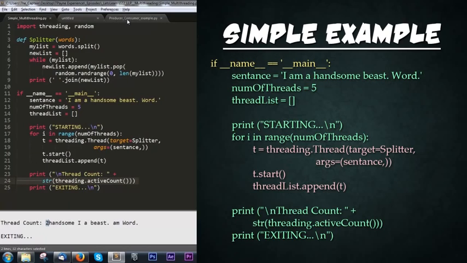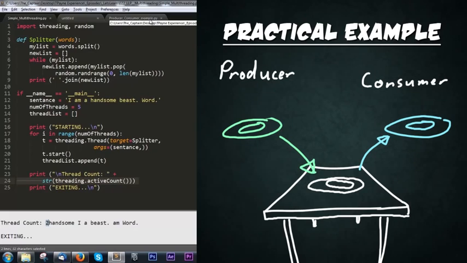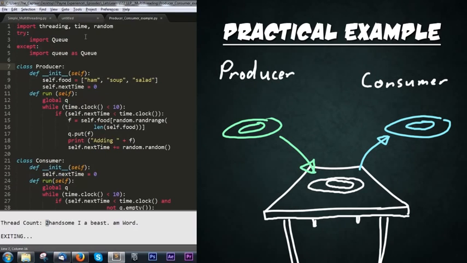Now I have this other file created, and it's called producer_consumer_example.py. And this is actually a prime example to use multi-threading, where you'll have a producer and you'll have a consumer. And the producer will, for instance, put plates of food on a table. And then the consumer will come over and pick up plates off the table. And that's it. Really simple to understand. And that's all this program is doing.